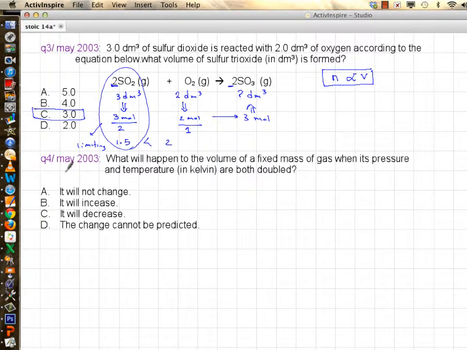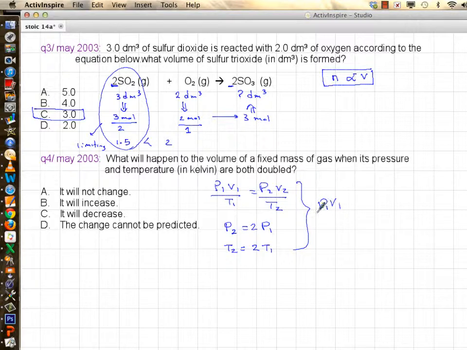Now, another question, May of 2003: what will happen to the volume of a fixed mass of gas when the pressure and temperature are both doubled? So P1V1 over T1 equals P2V2 over T2. Now they say pressure is doubled, so P2 is twice as big as P1, and T2 in Kelvin is twice as big as T1. So instead of P2 and T2, I'm going to produce the older variables. P1V1 over T1 is equal to 2P1 times V2 over 2T1.